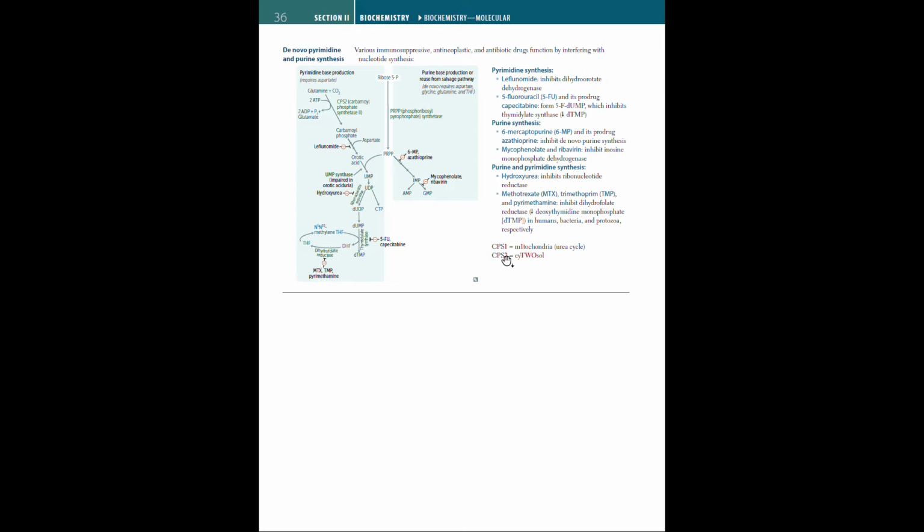So CPS1 is in the mitochondria for the urea cycle, and CPS2 is in the cytosol, used for pyrimidine synthesis.